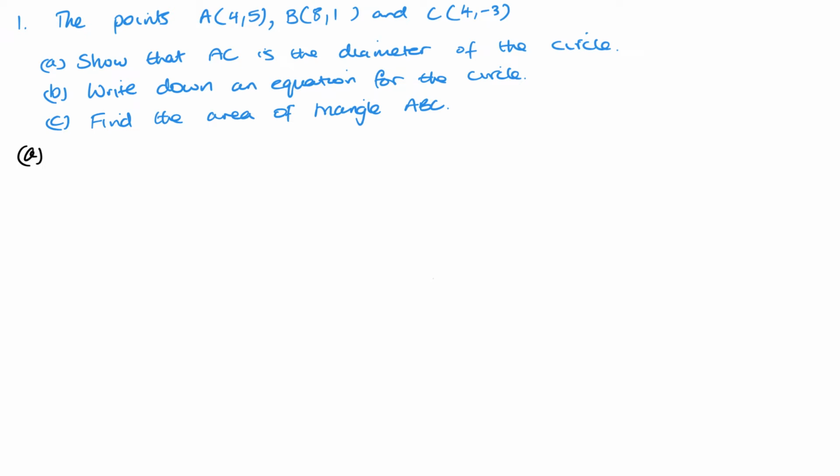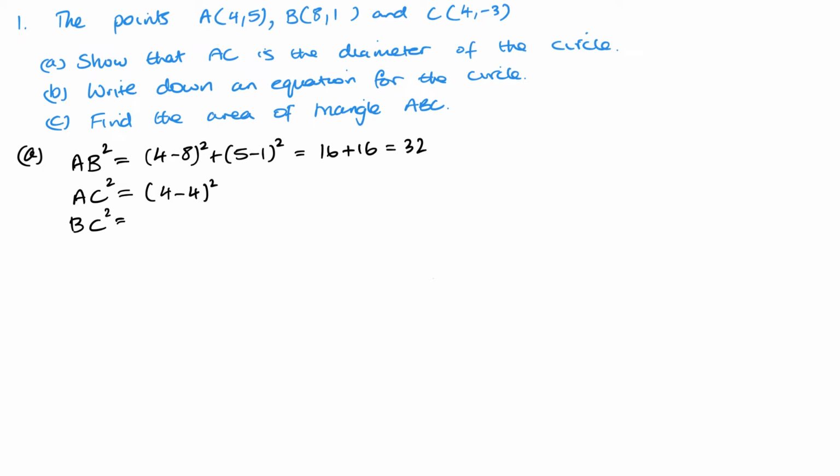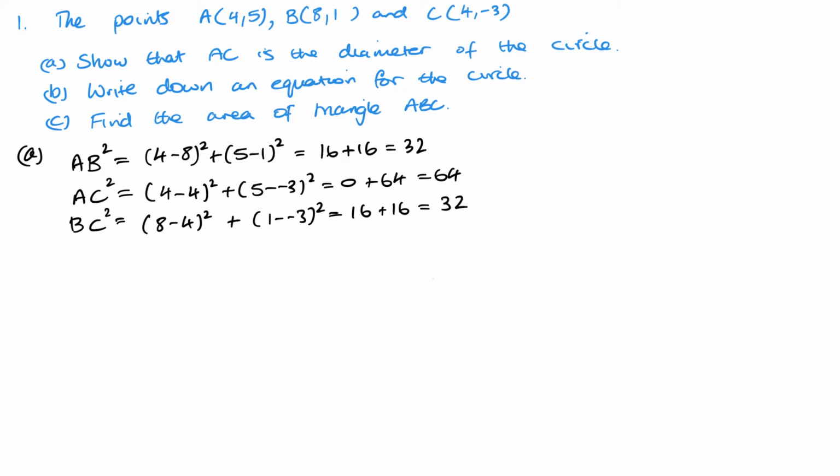Now, to show that AC is the diameter of the circle, we first need to find all of our lengths. So we need to find the length of AB, AC, and BC. And rather than just find the lengths, we're going to find them squared, because then we'll be able to use Pythagoras. It also means that we don't have to deal with square roots when finding the distances. Now, we can clearly see that 32 plus 32 equals 64. So AB squared plus BC squared must equal AC squared.